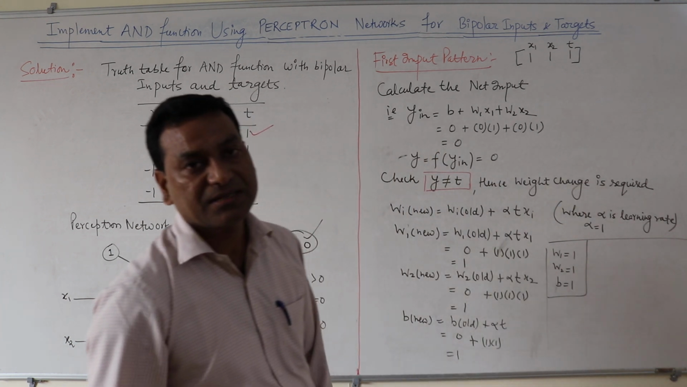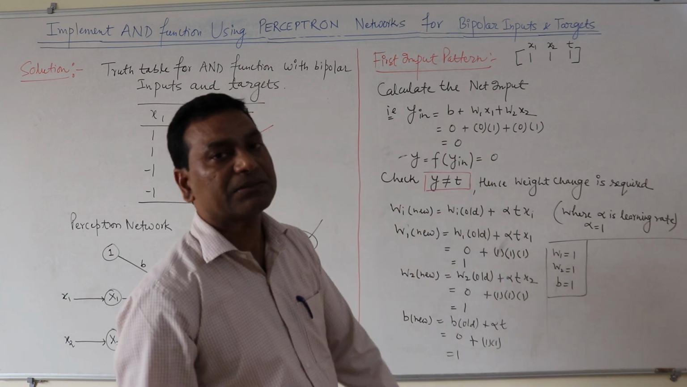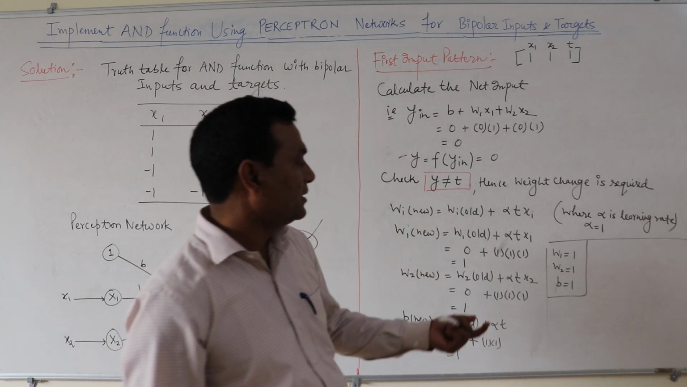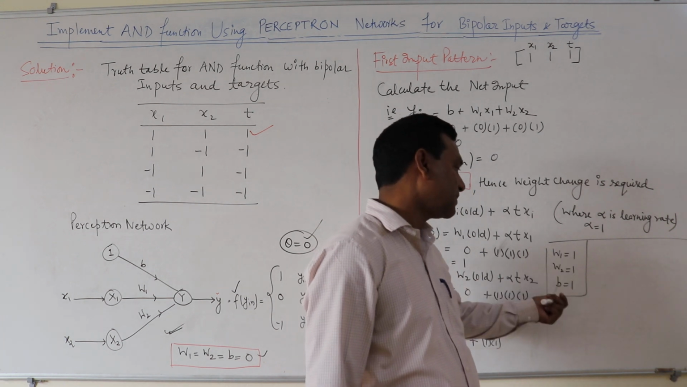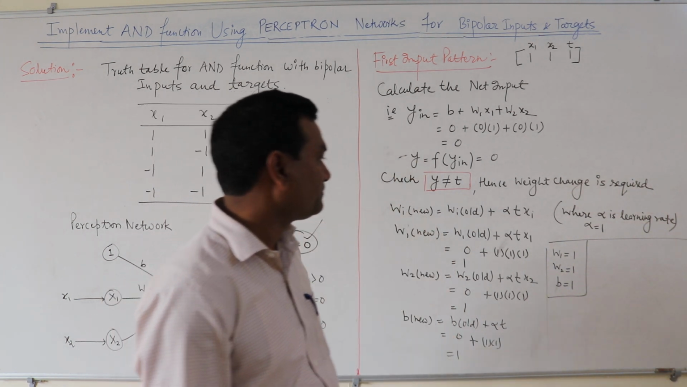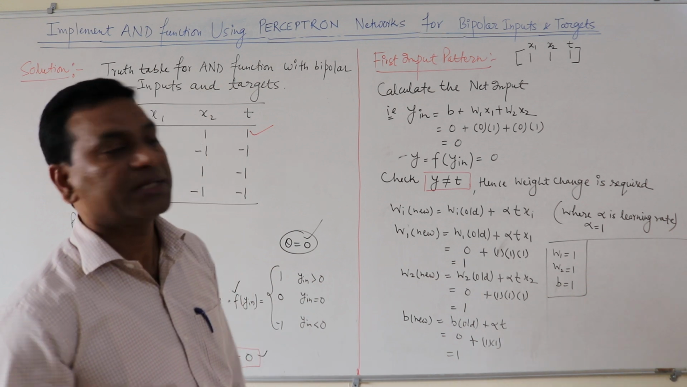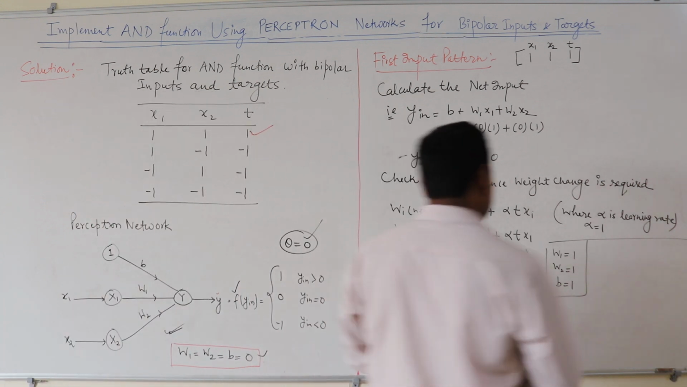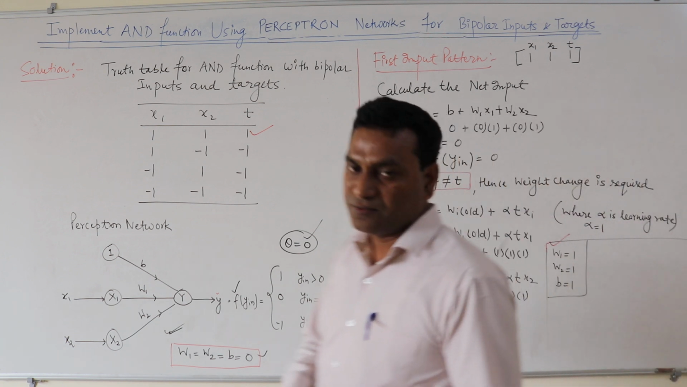If we see the change in weight, it can be easily calculated: 1 minus 0, this will be 1. The change in weight 2 will also be 1 minus 0, which is 1. And the change in bias weight will also be 1 minus 0, that will be 1. Now, this first input pattern is completed, and these are the final weights after the first input pattern.